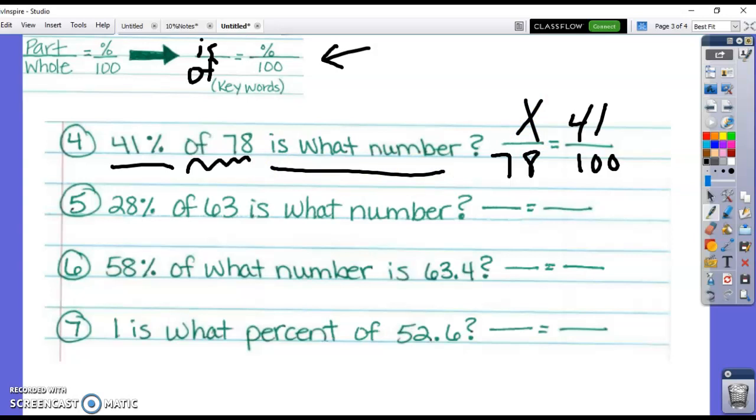So now when I try to solve for X, I'm going to cross multiply. And I'm going to do 78 times 41. And then I'm going to divide by 100. And I get X equals 31.98. Ooh, there we go. Okay, I want you to try number 5.